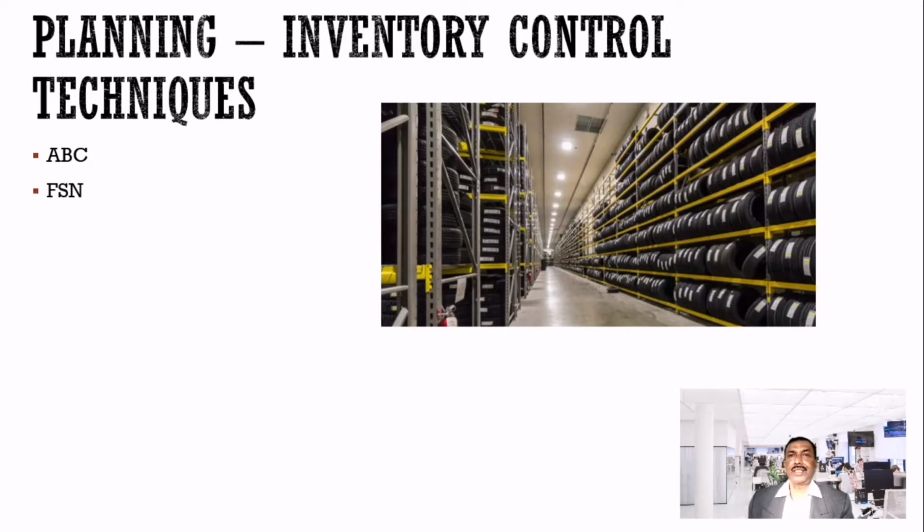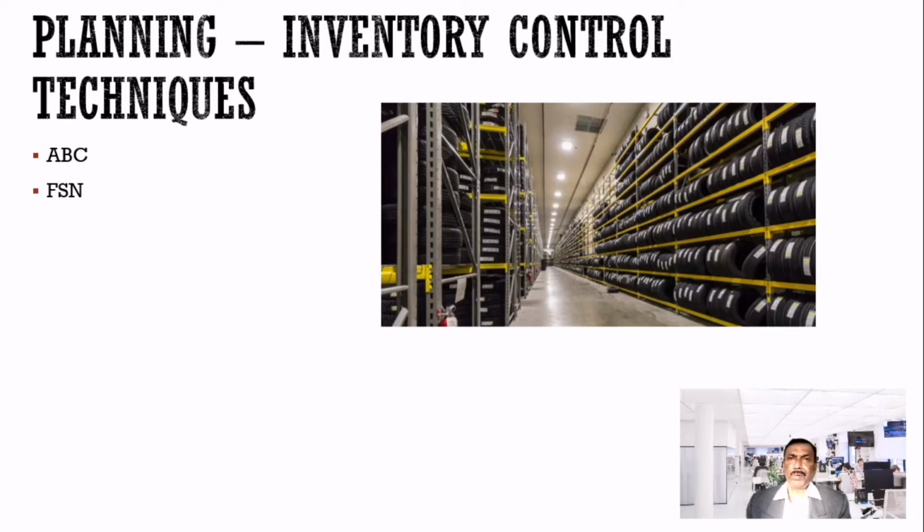The next one is called FSN. It means fast moving, slow moving, and non-moving goods. When we say non-moving goods, maybe the item is lying in your inventory but has not been used continuously for 2 years, 3 years. Then the question comes, why are you keeping them in inventory? Why can't you scrap them? So every organization should periodically review and classify items as FSN, and scrap non-moving items periodically.